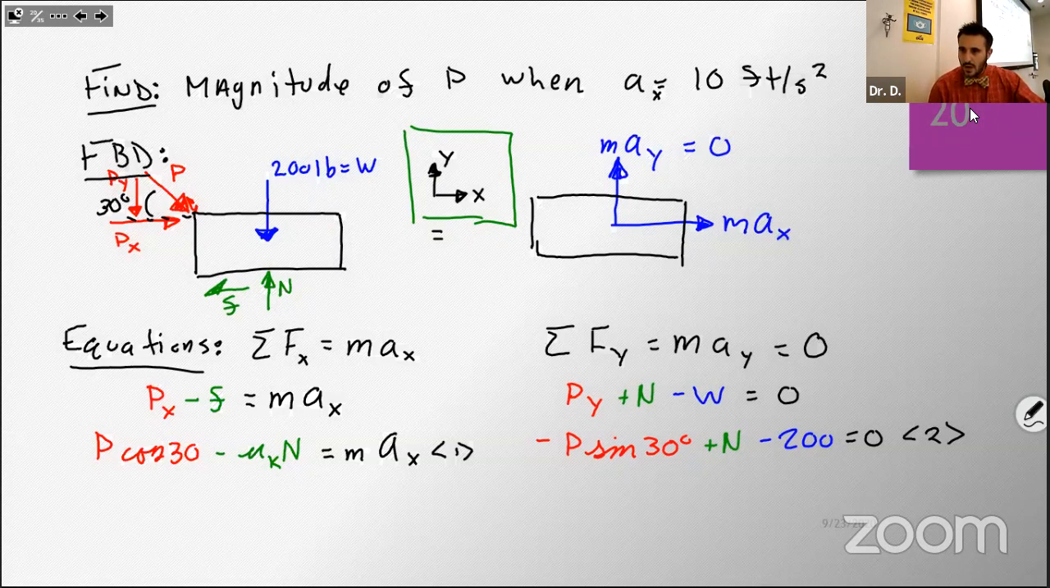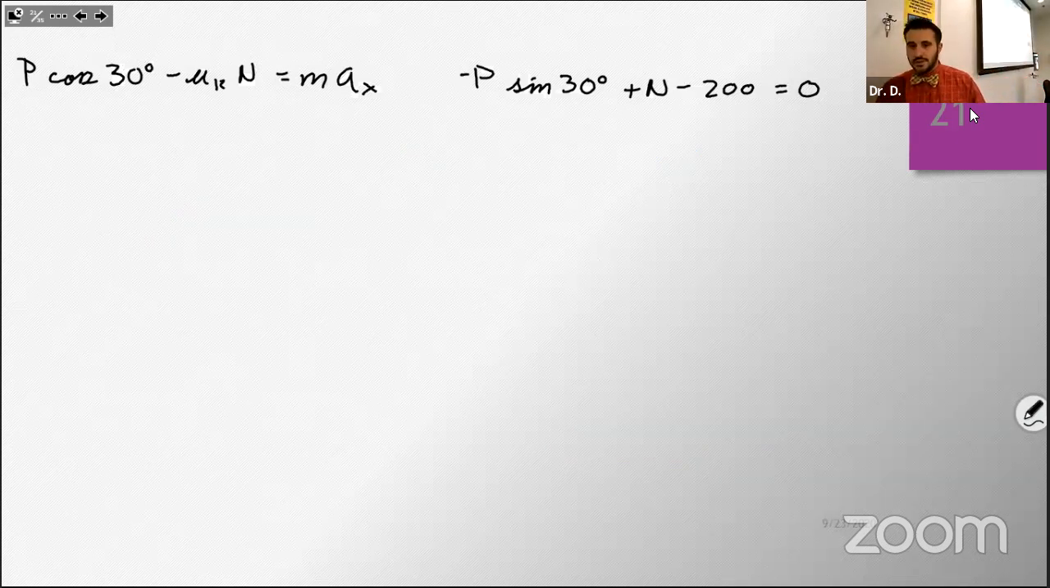So I'm going to rewrite these on the next slide while you guys finish copying them down. All right, so we end up with P cosine of 30 degrees minus mu sub k times n equal to m a x, and we had negative P... So here are our two equations, 1 and 2.